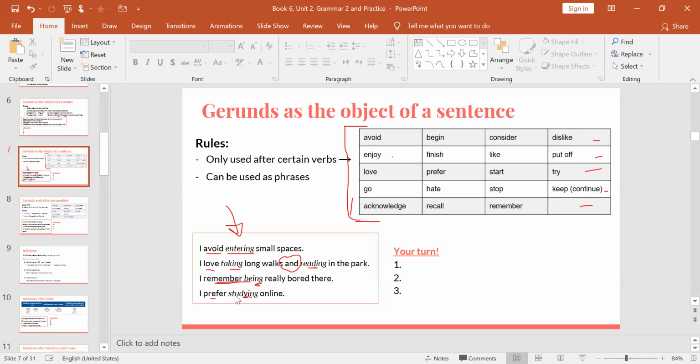So I'm going to give you a minute. Why don't you take one of these verbs and use it with the verb eat. And then we'll do one together.